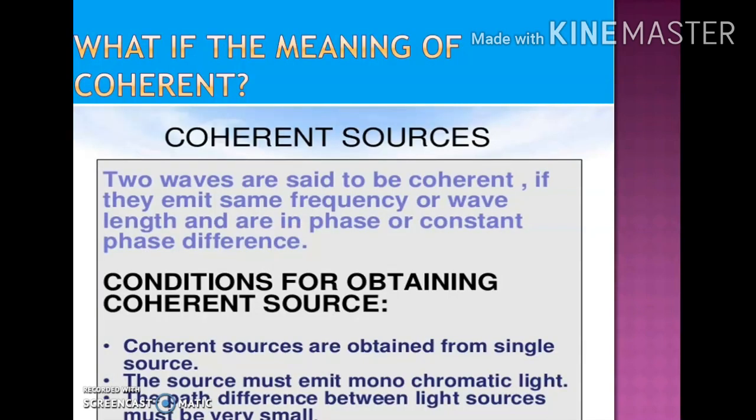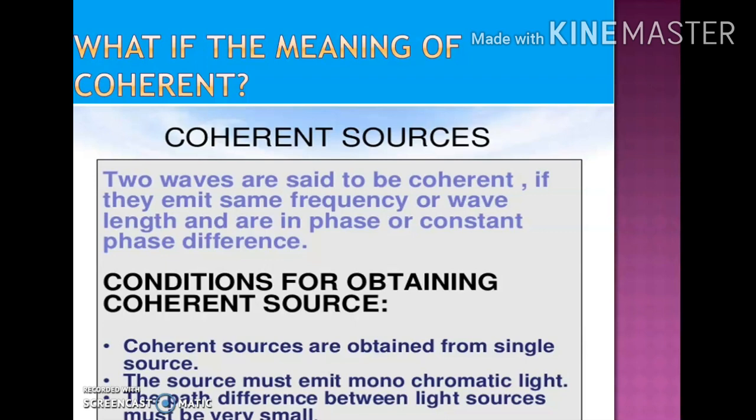While explaining the definition of interference, I have used the words coherent sources. That is, the light coming from two coherent sources will superimpose to give you the interference pattern. So what is the meaning of coherent sources? Two sources are said to be coherent if they emit light of the same frequency or same wavelength, and the waves should be in the same phase, or they should have a constant phase difference. If all these conditions are satisfied by two sources, then they are said to be coherent sources.